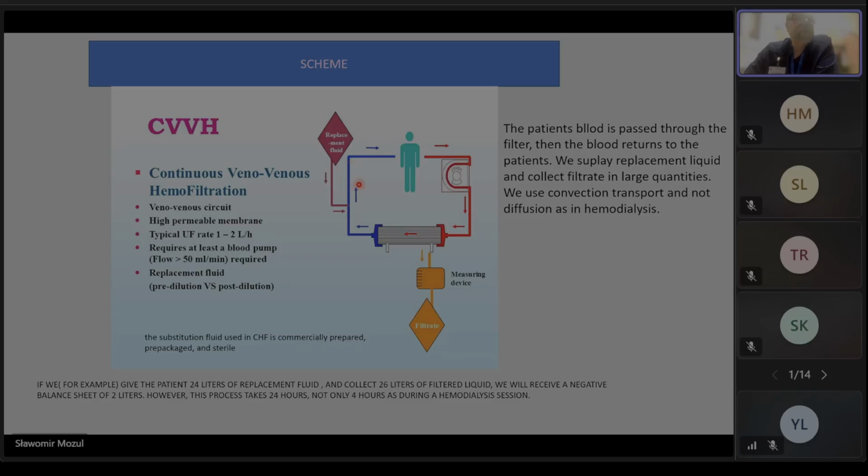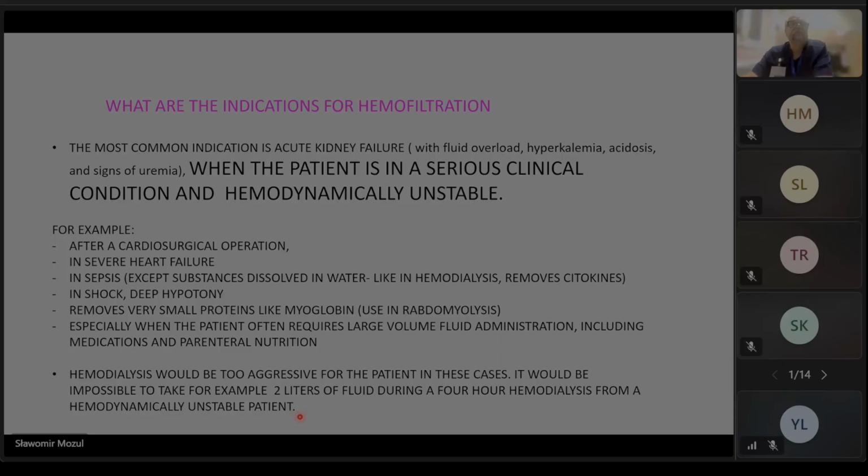replacement fluid. If we, for example, give the patient 24 liters of replacement fluid during 24 hours, and during the same time collect 26 liters of filtered fluid, we will receive a negative balance of 2 liters. However, this process takes 24 hours, not only 4 hours as during a hemodialysis session.